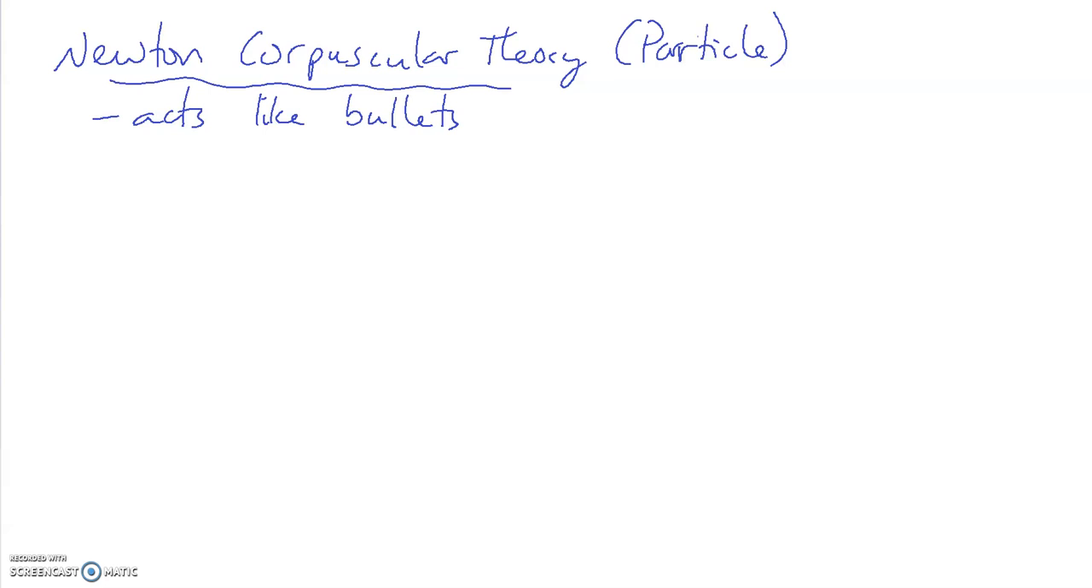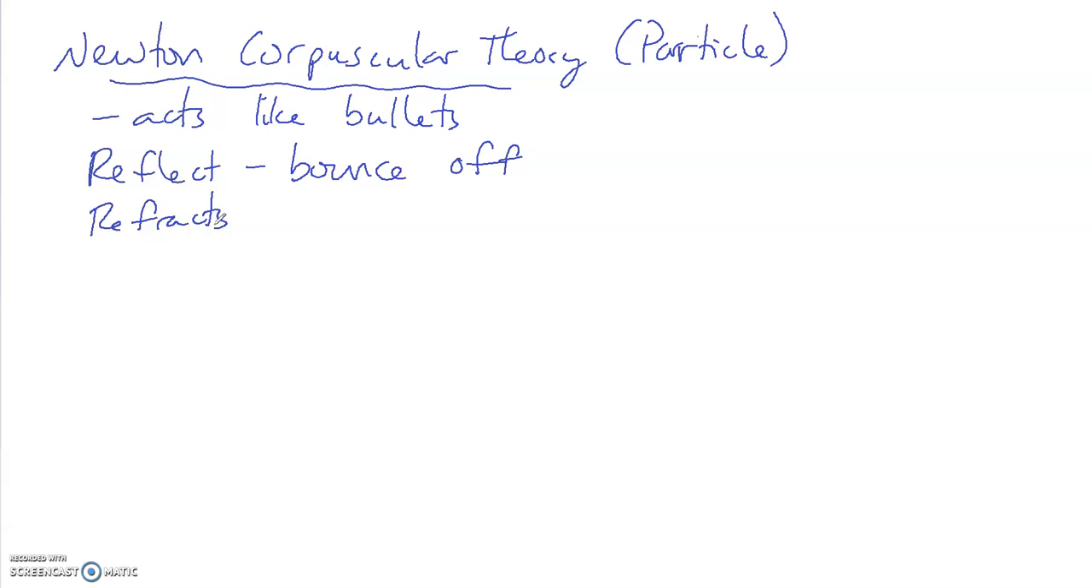Now, of course, you have to be able to explain how light does the things it does. So let's look at some of the basic things that light does in different scenarios. For example, light will reflect. He said basically they just bounce off. That's pretty simple. You shoot bullets at something hard, they're going to bounce off, ricochet off. So that was really simple.